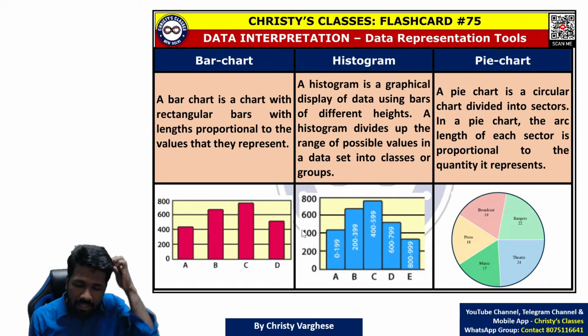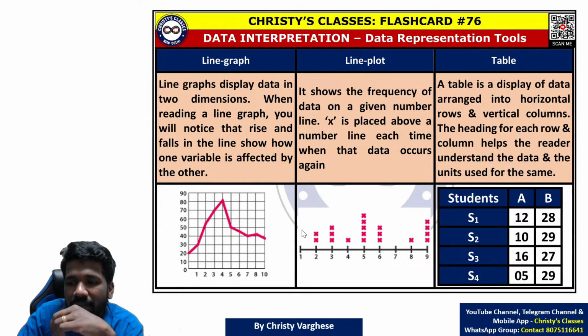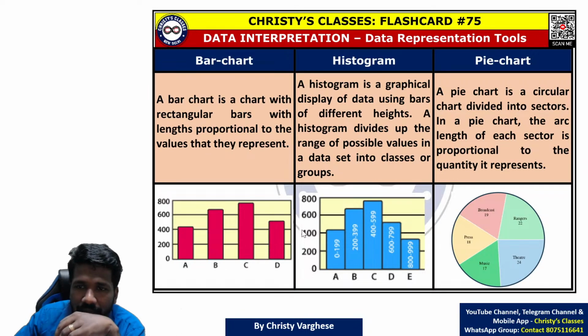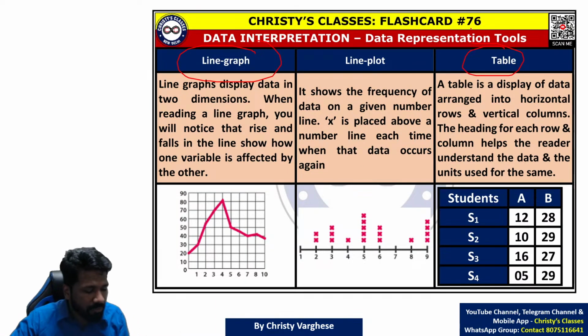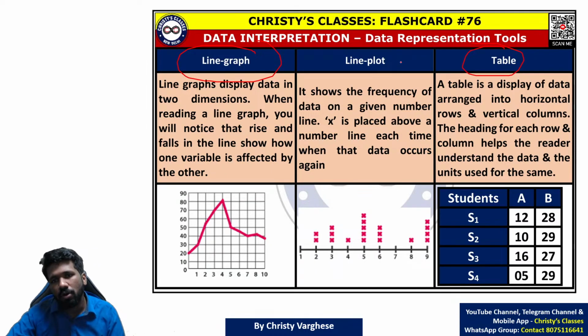So bar chart, histogram, pie chart, line graph, line plot, table are the common ones, and in this, maximum time questions are asked from bar chart, pie chart, line graph and table. So these four data representation tools are the most important or most commonly asked, so we will discuss them more.